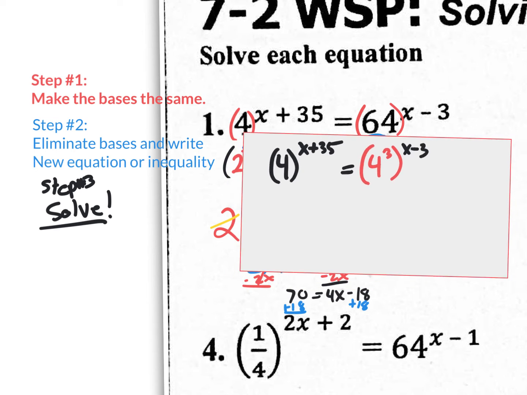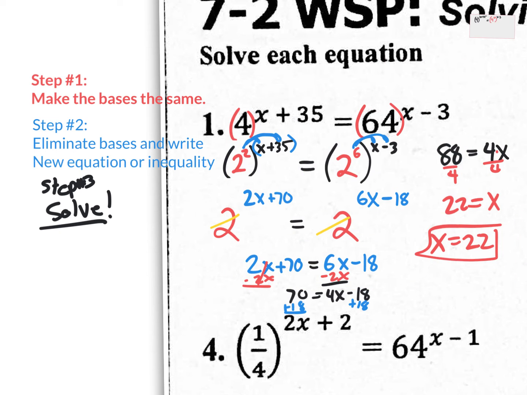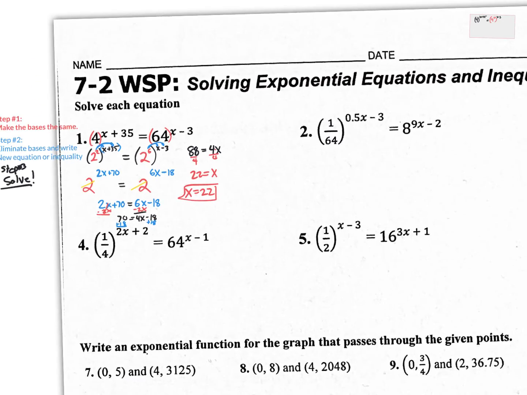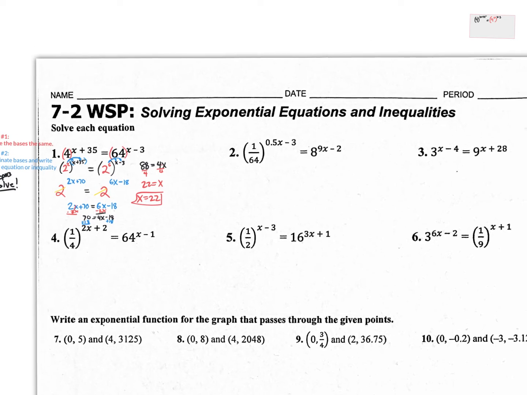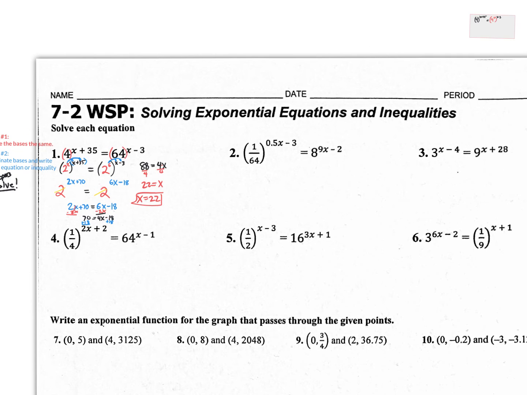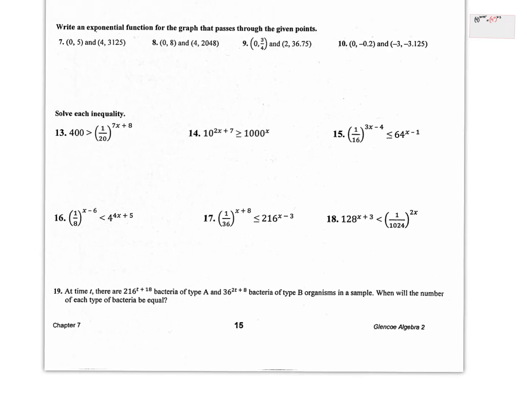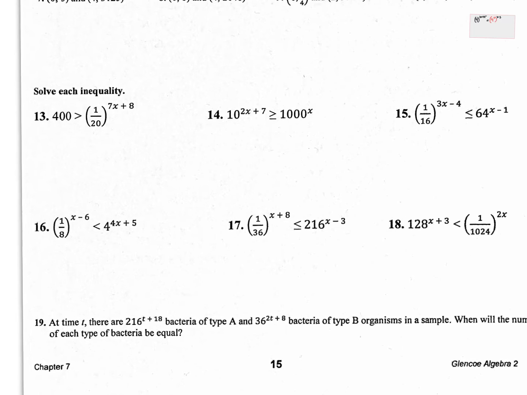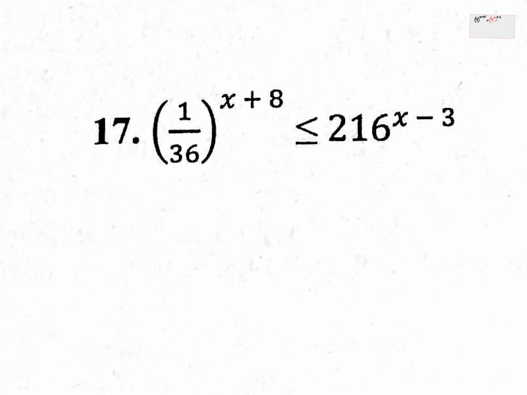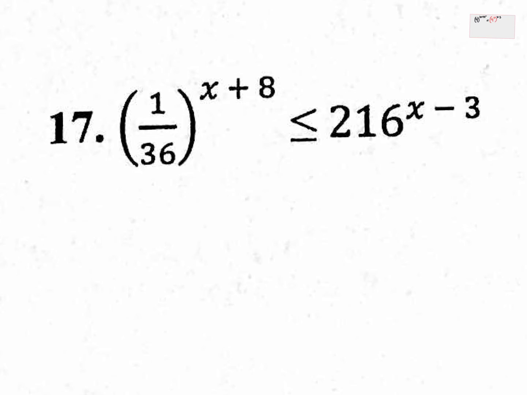Anyhow, let's move on to another question here on this worksheet. Do you guys want to see another one on 1 through 6, or should we jump to inequality, which is done the same way? Inequality is down here, the second half of the worksheet. Go ahead and pick one: 13, 14, 15, 16, 17, or 18. 17 it is. All right, that's a good one.